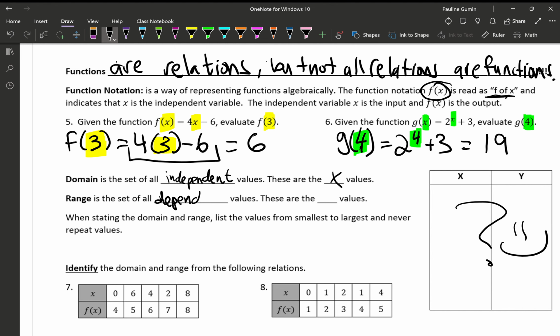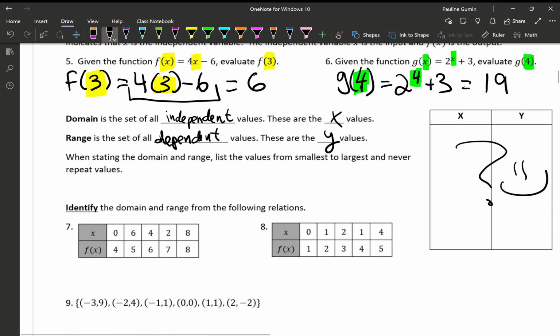Range is the set of dependent values, which are the y's. Now, why do the y's depend on the x's? Well, because we plug the x in and we get an answer of y. So, depending on which x gets plugged in, we get a specific y.